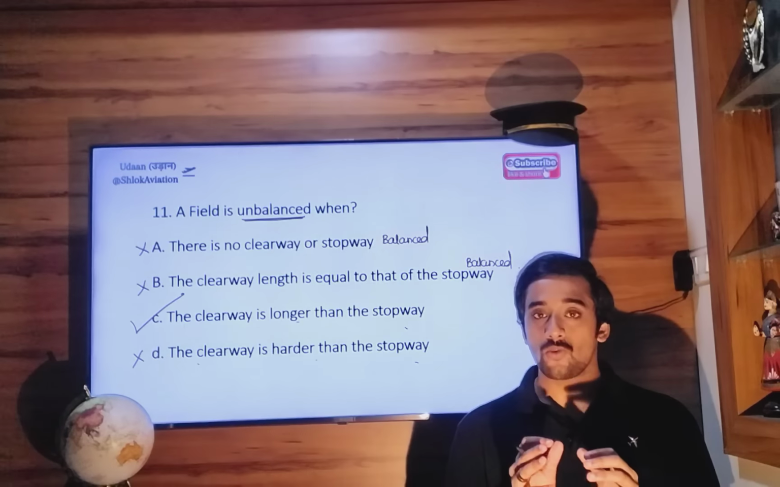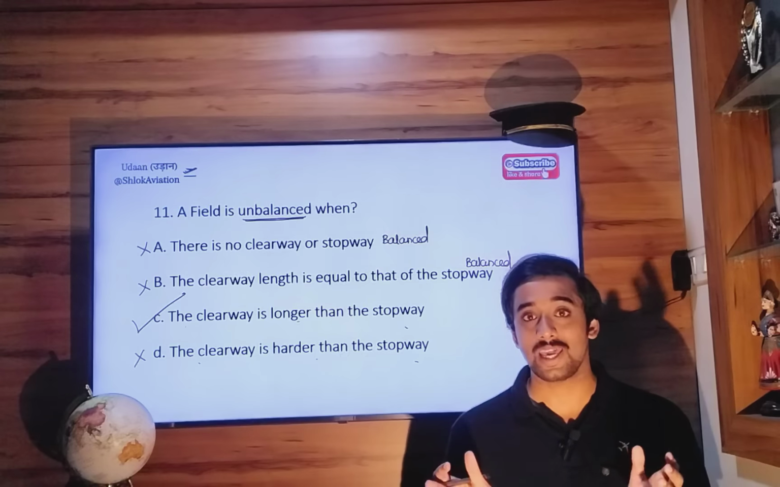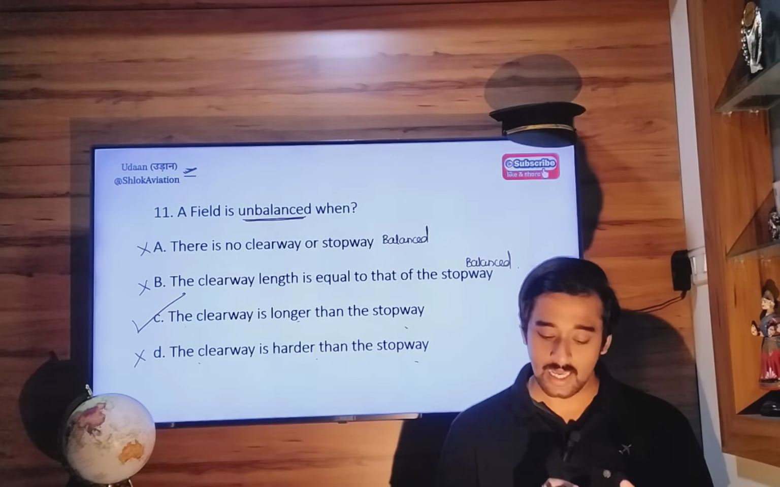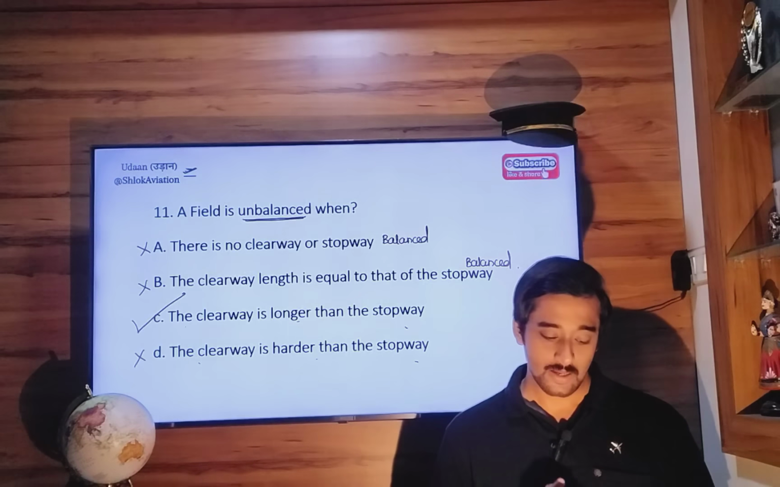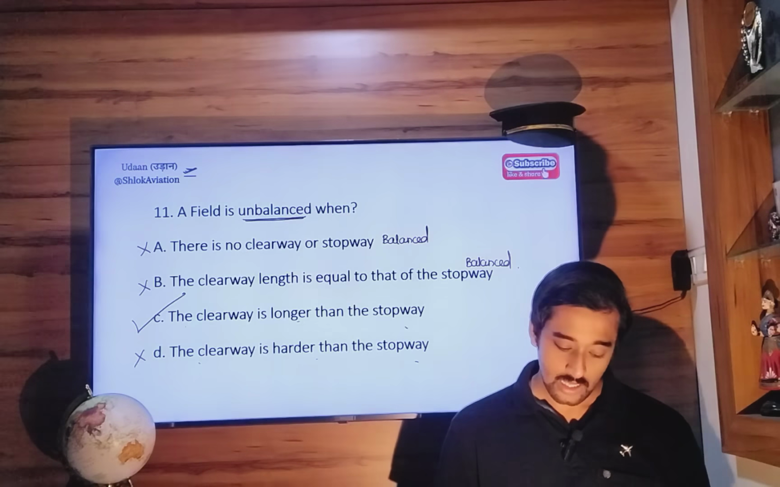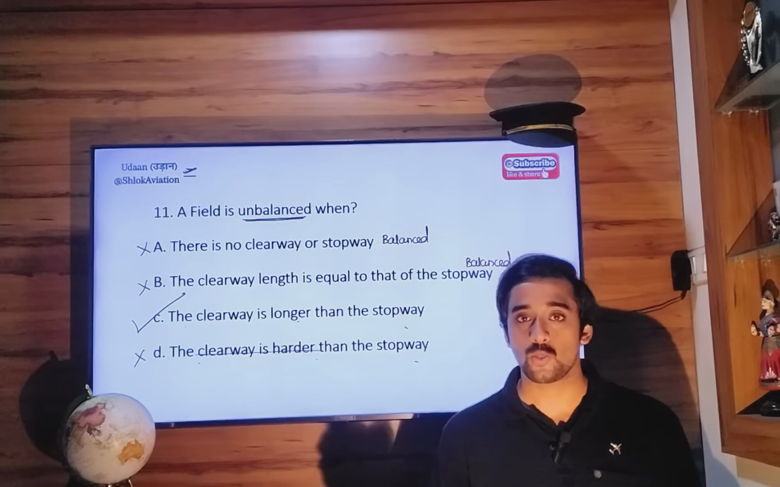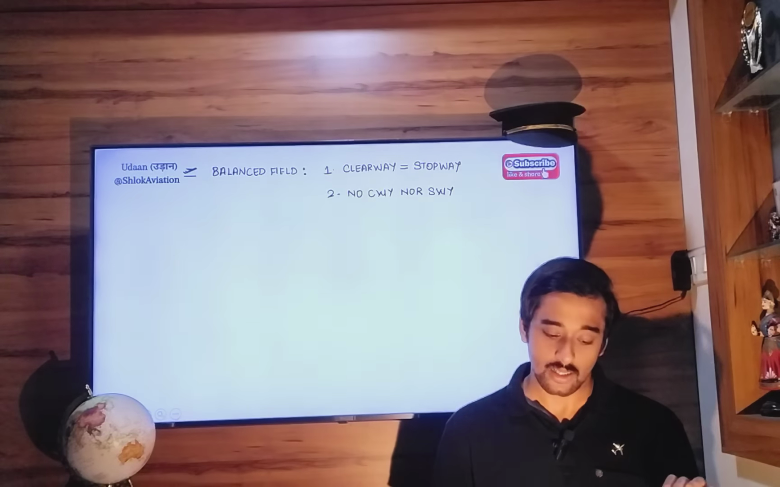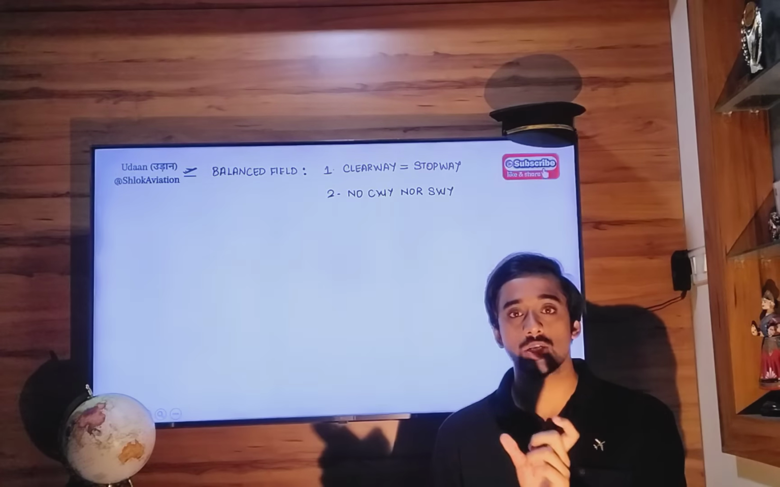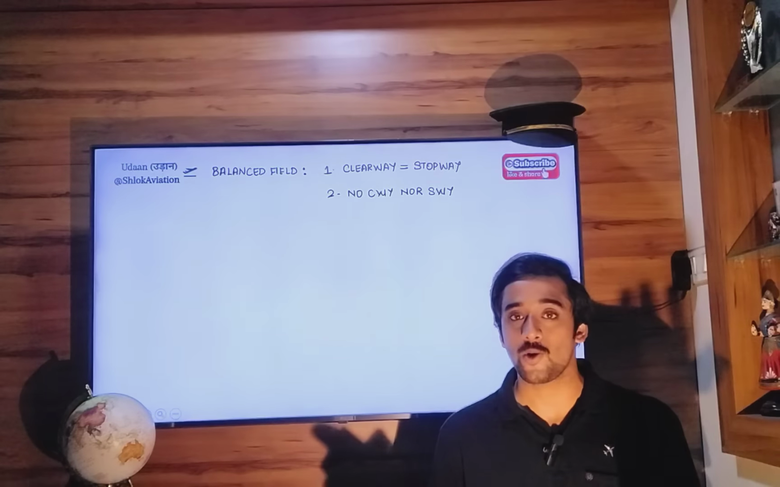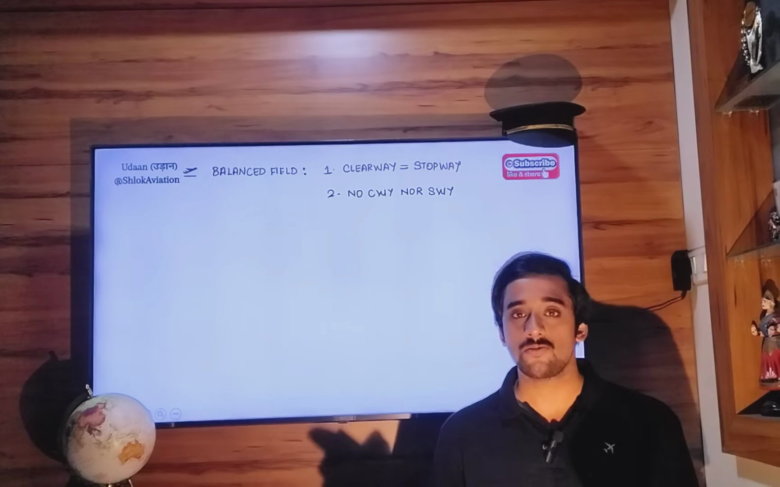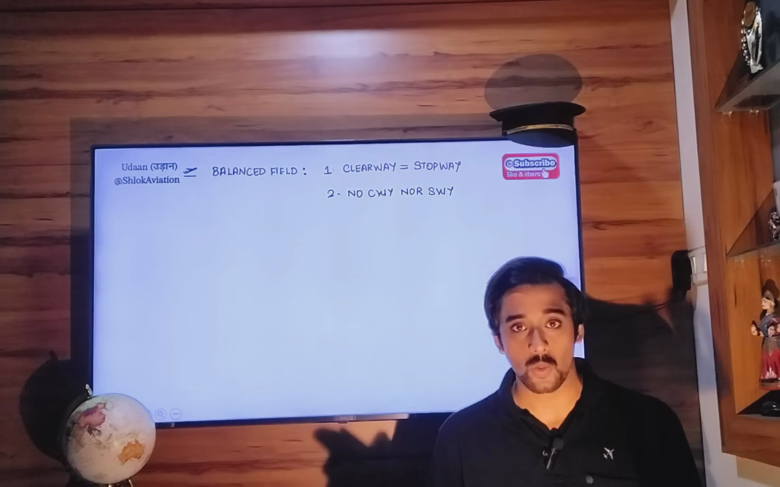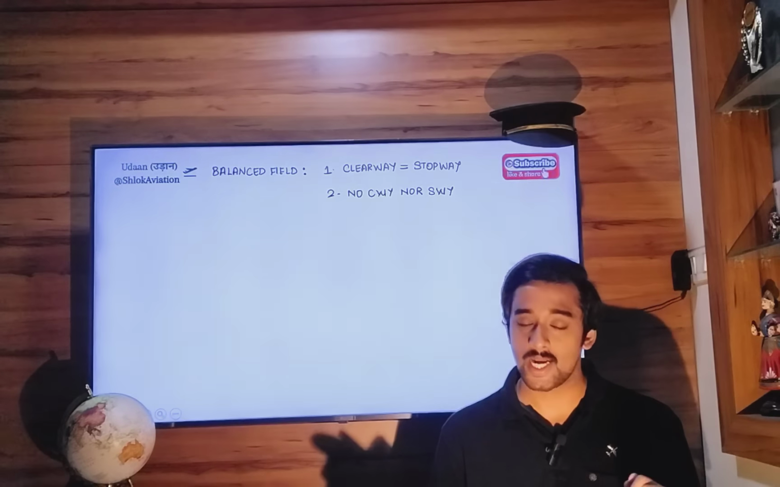Whenever the lengths of clearway and stopway differ or are not equal, the field will be called unbalanced, right? So here the clearway is longer than the stopway, hence the field is unbalanced. Now, the clearway being harder than the stopway is irrelevant, because the criterion states that the lengths of the clearway and stopway should be equal for the field to be called a balanced field. It doesn't specify any load bearing strength of the surface of the stopway and the clearway. So that's why Delta is wrong.